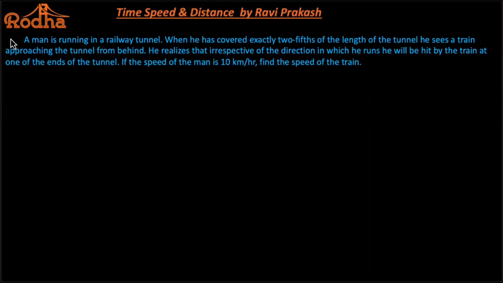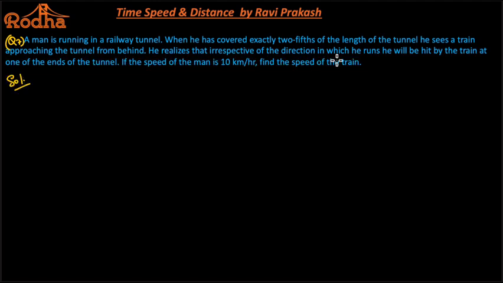Okay. Now the other question, question 7 here, says that a man is running in a railway tunnel. When he has covered exactly 2/5 of the length of the tunnel, he sees a train approaching the tunnel from behind. He realizes that irrespective of the direction in which he runs, he will be hit by the train at one of the ends of the tunnel. If the speed of the man is 10 km per hour, find the speed of the train.